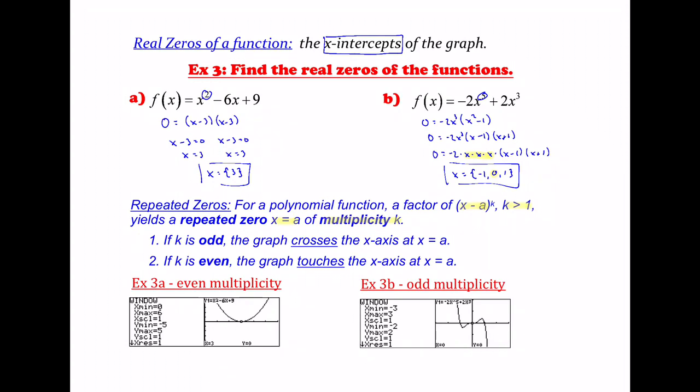So the question is, if that happens, we don't write that zero twice when we write our solution. But we do understand that if it is a repeated zero, something is happening on the graph, and that's what I want to talk about right now.